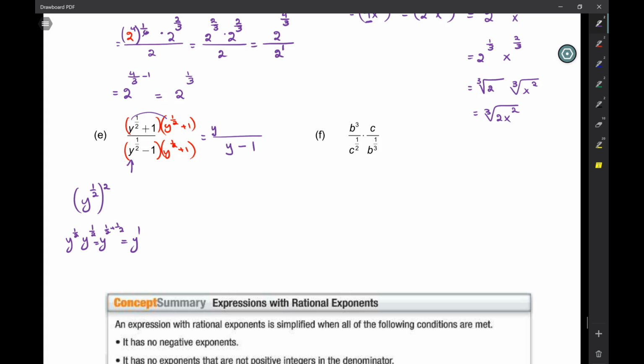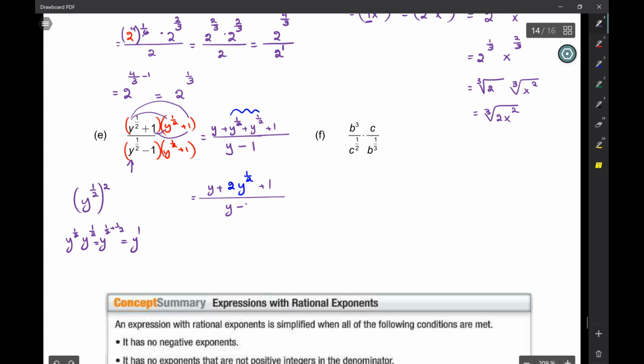So look, if you're multiplying these two, you add the exponent. Half plus half is an exponent of 1. Now, y to the half times 1 is plus y to the half. 1 times y to the half is plus y to the half. So this is y plus, how many of these do I have? So it's 2y to the half plus 1 over y minus 1.